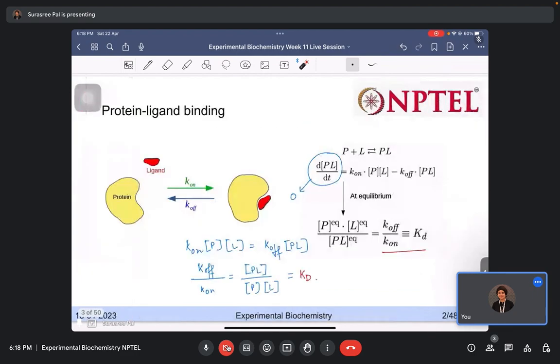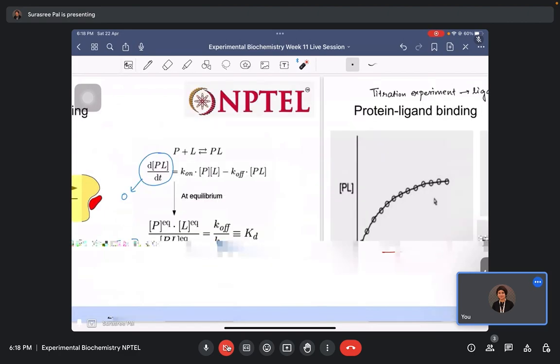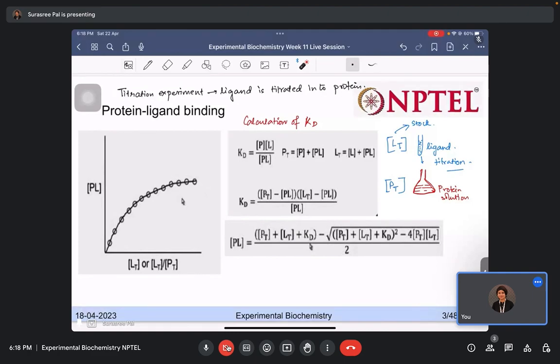Here we mentioned that Kd is the protein-ligand complex concentration divided by the free protein concentration times the free ligand concentration. Now we have information about the total ligand concentration and total protein concentration, but we do not have any information about the free protein concentration as well as the free ligand concentration. So how can we get that?